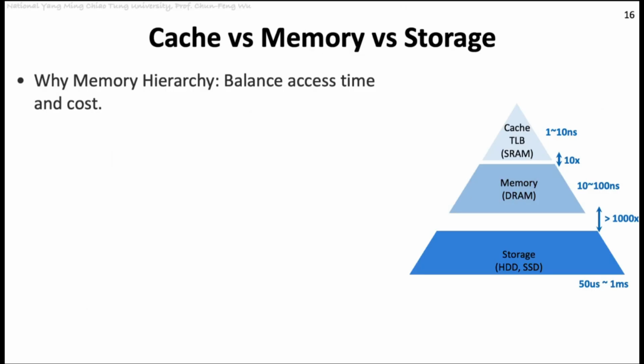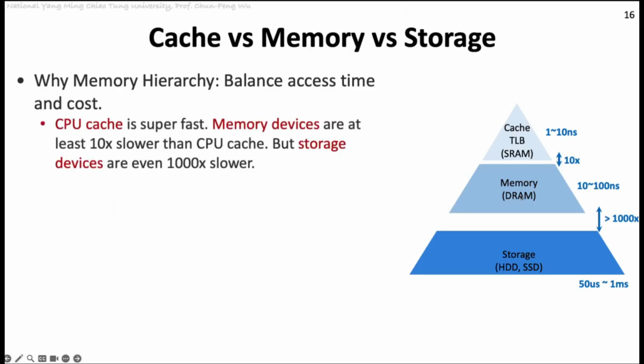A microsecond means 1,000 nanoseconds, and a millisecond is 10 to the 6 nanoseconds. So storage is super slow. Memory is way faster, because memory is from 10 to 100 nanoseconds. And for the cache and TLB, they are all SRAM-based devices, so their access latency will be 1 to 10 nanoseconds, around another 10 times faster than the memory.